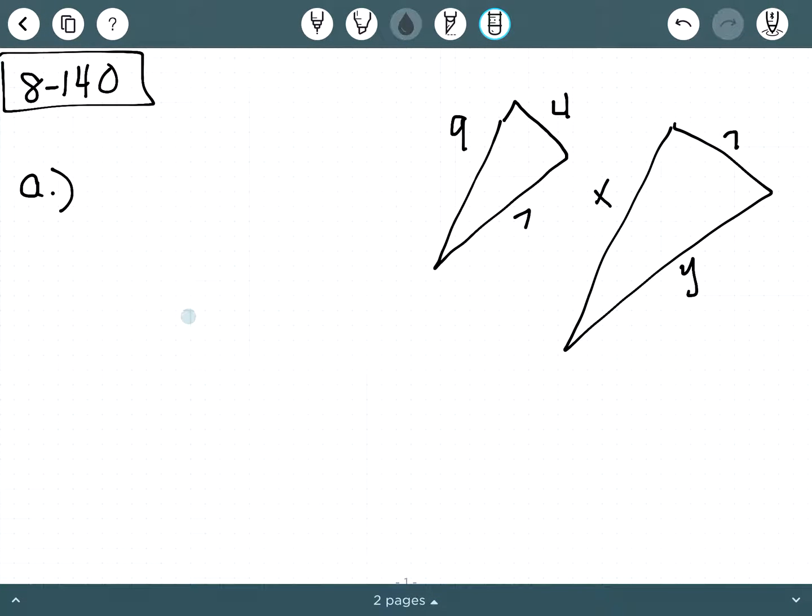All right, hello again. This is the instructional video for the closure problem 8-140. So we have two similar triangles. It does not tell us which one is dilated and which one is original. So I am going to go ahead and call this my dilated and call this my original. If you have a case where it does not mark the dilated or the original, you can choose for yourself.